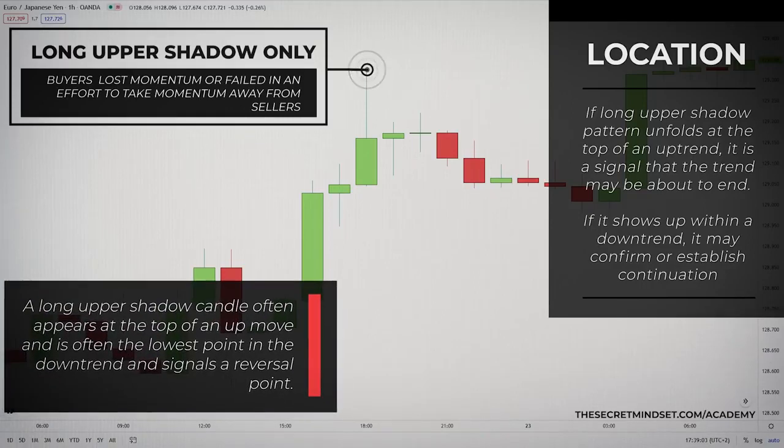A long upper shadow candle often appears at the top of an up move and is often the lowest point in the downtrend and signals a reversal point.